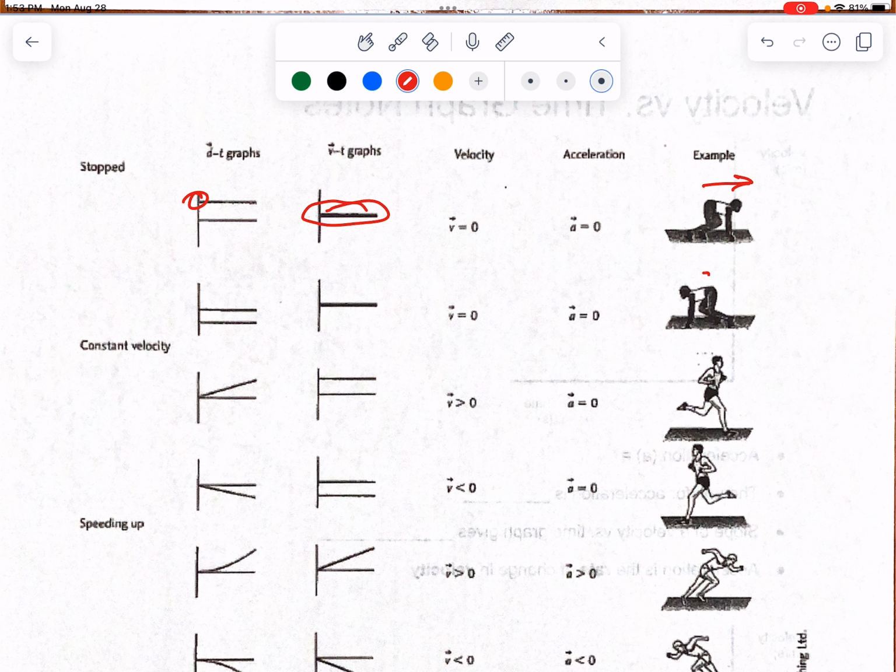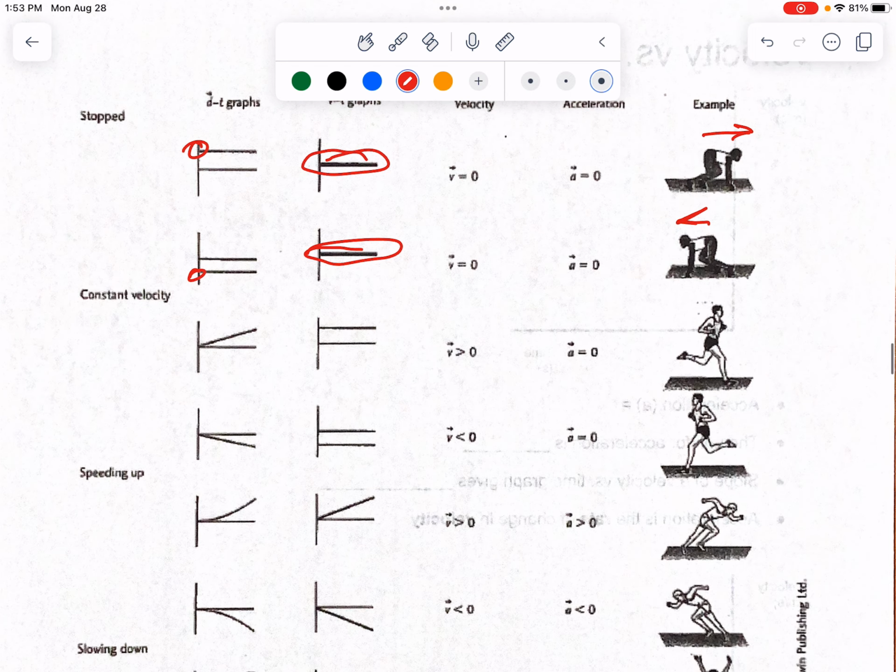Then I have one going the opposite way. So now my position is in the negative. But still, we're not moving, so therefore your velocity is nothing. On your velocity versus time graph, there's nothing there. Now, constant velocity means you are constantly increasing at the same amount. So I would keep a constant velocity the entire time, no matter what direction. In this case, it was constant negative on this one. So you're going to stay at that negative velocity the entire time.